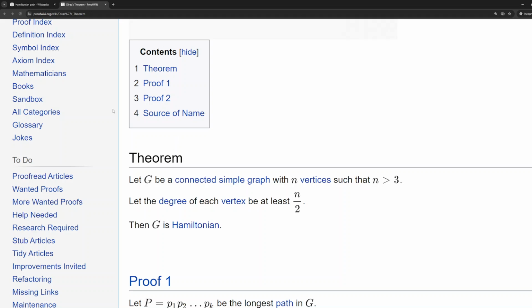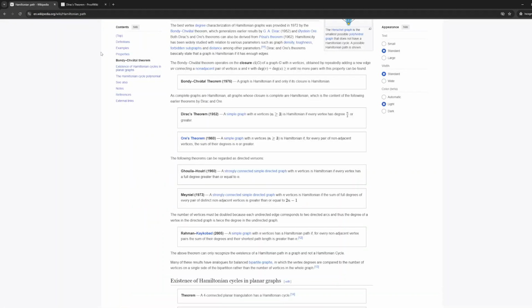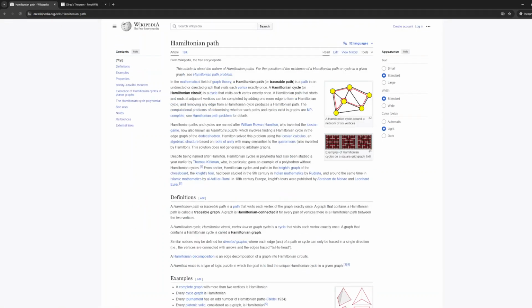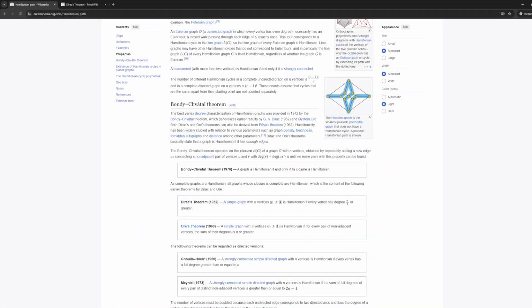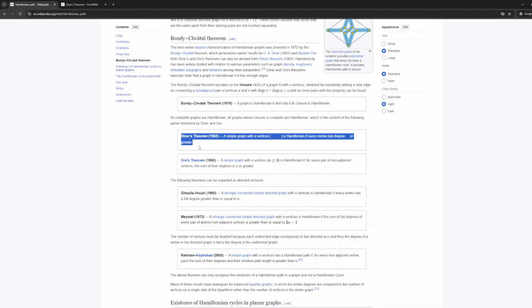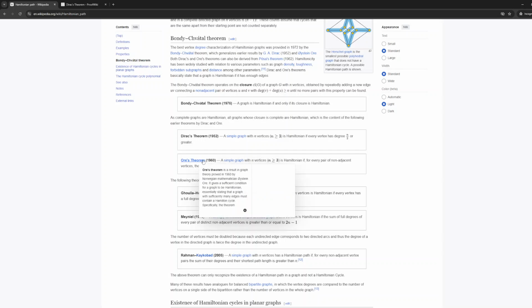If you go, for example, to Wikipedia, this is the page about Hamiltonian path, and Dirac's theorem is given here. You see here it doesn't assume that the graph is connected. For any simple graph with n vertices, n greater or equal than 3, it is Hamiltonian if every vertex has degree n over 2 or greater. So this is the correct statement. It doesn't assume that it's connected.